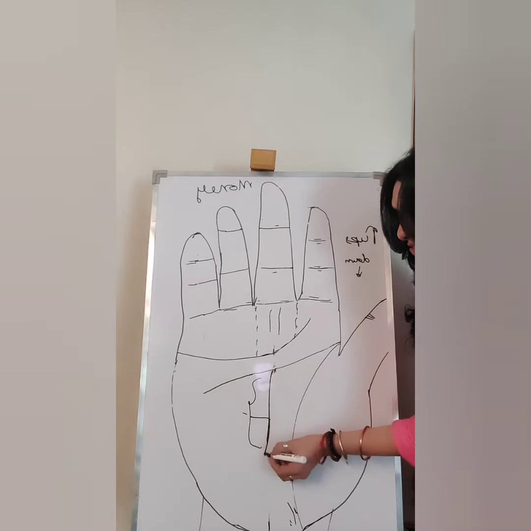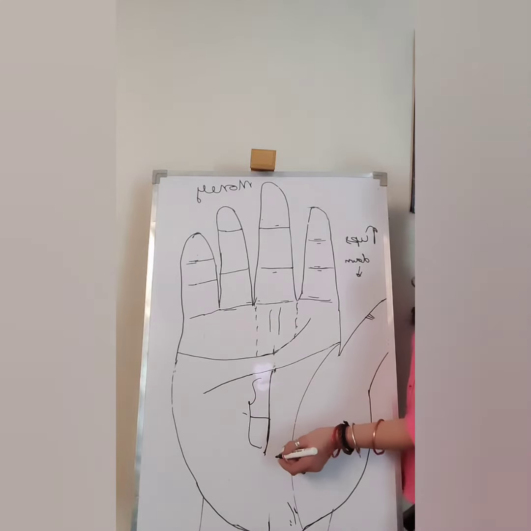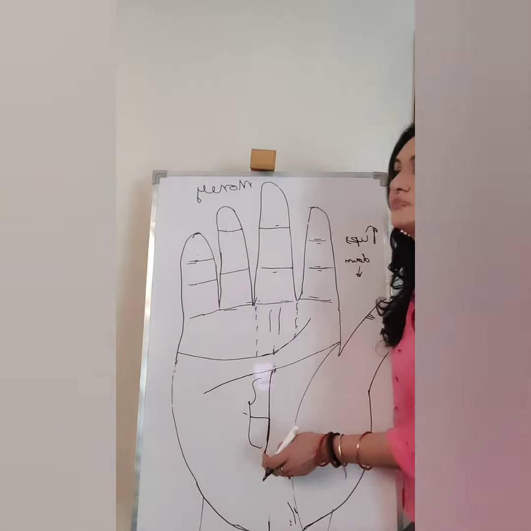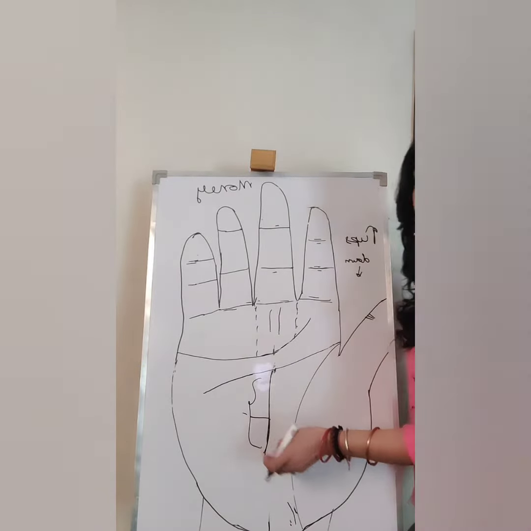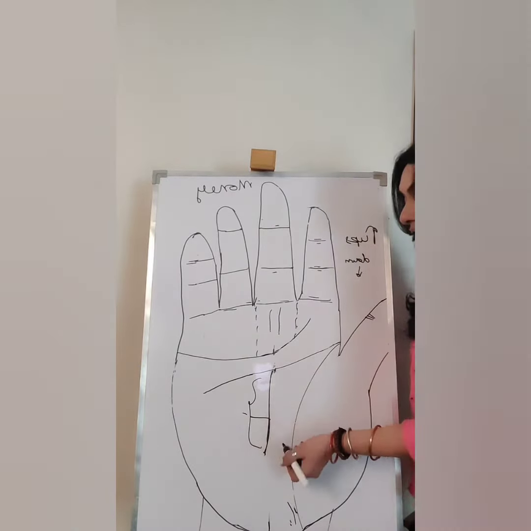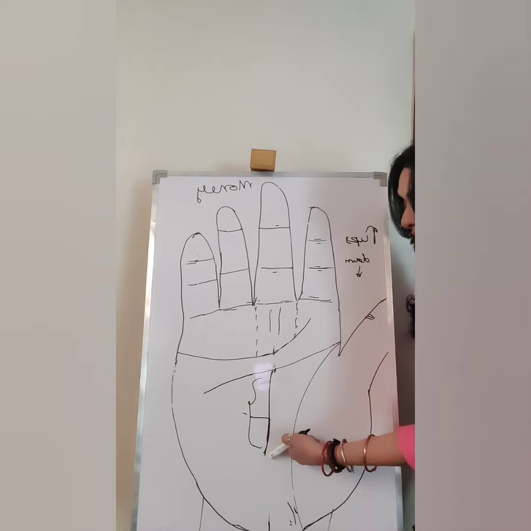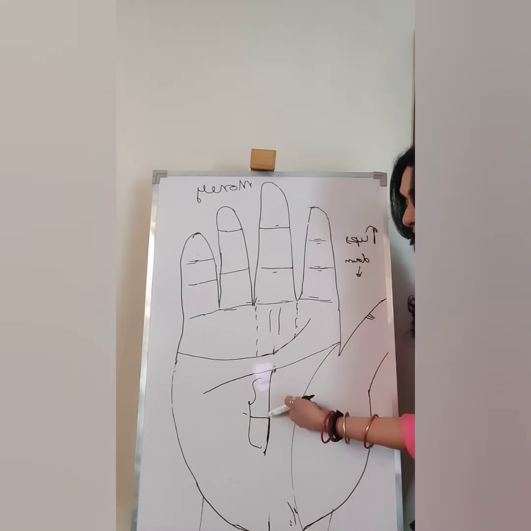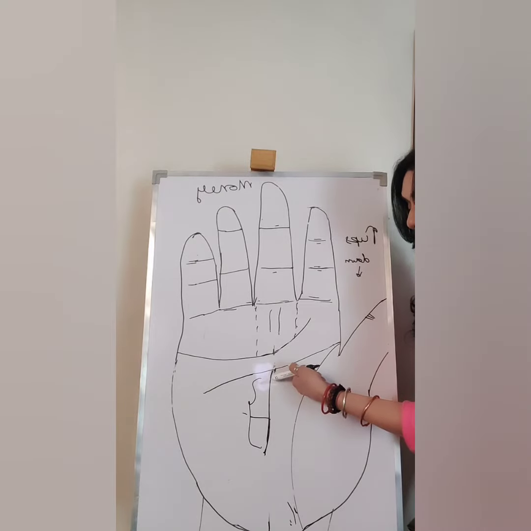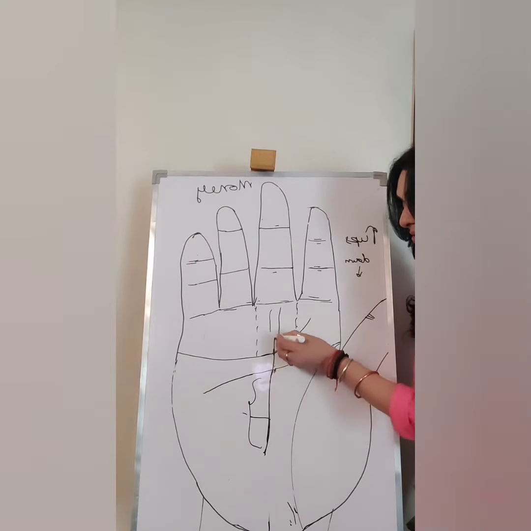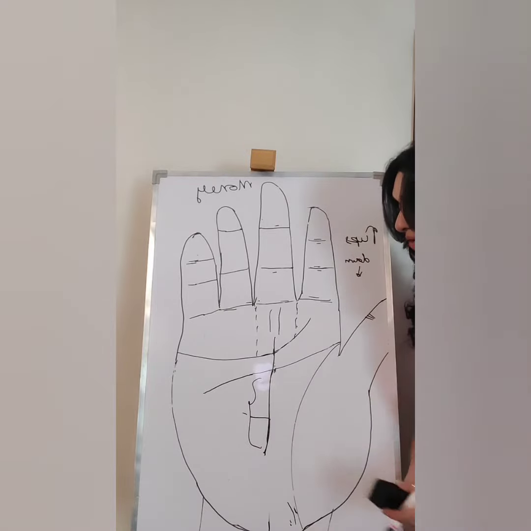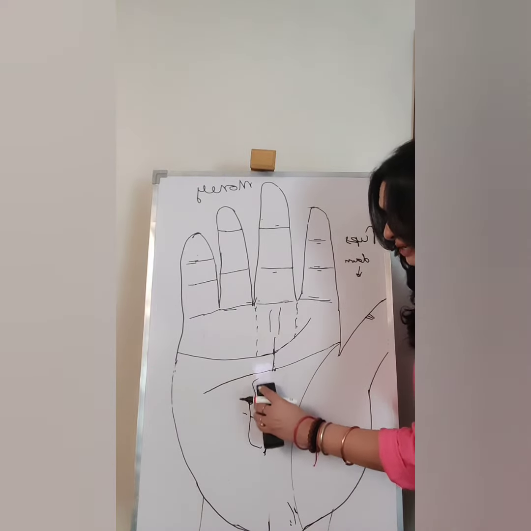If the line starts from here, this means your parents do well, they have started prospering in their life, and you are getting a good education. Then in your 20s you get a good job, and then you are earning well, and this is the way it is.